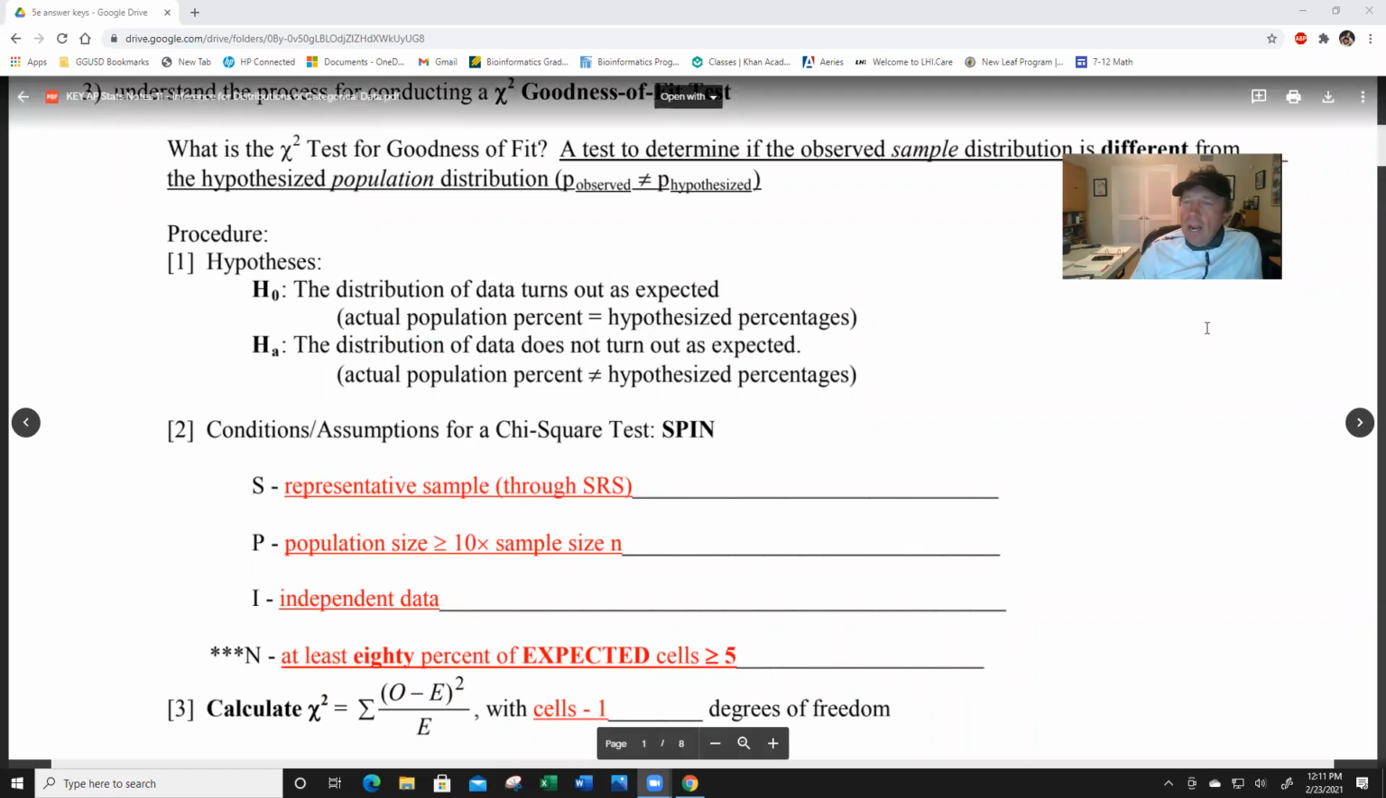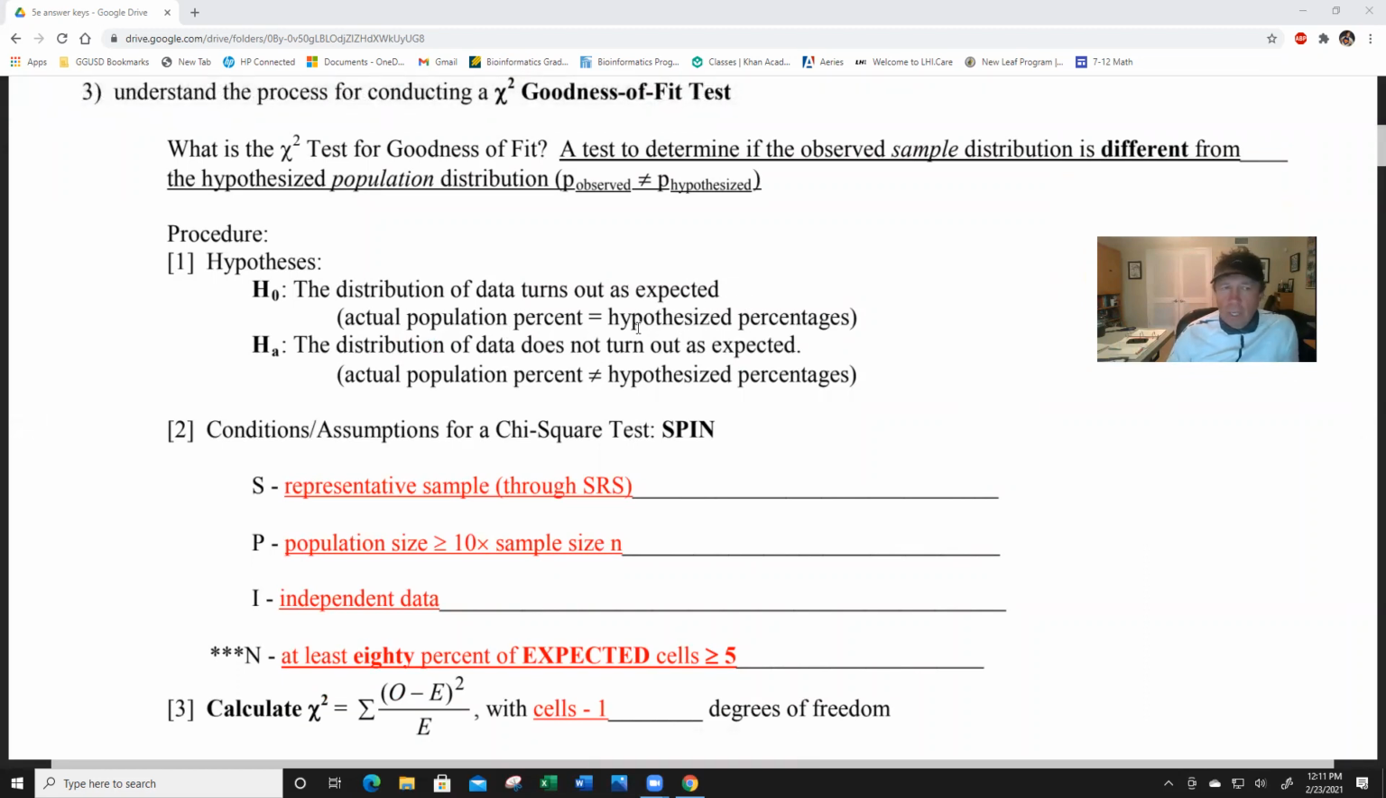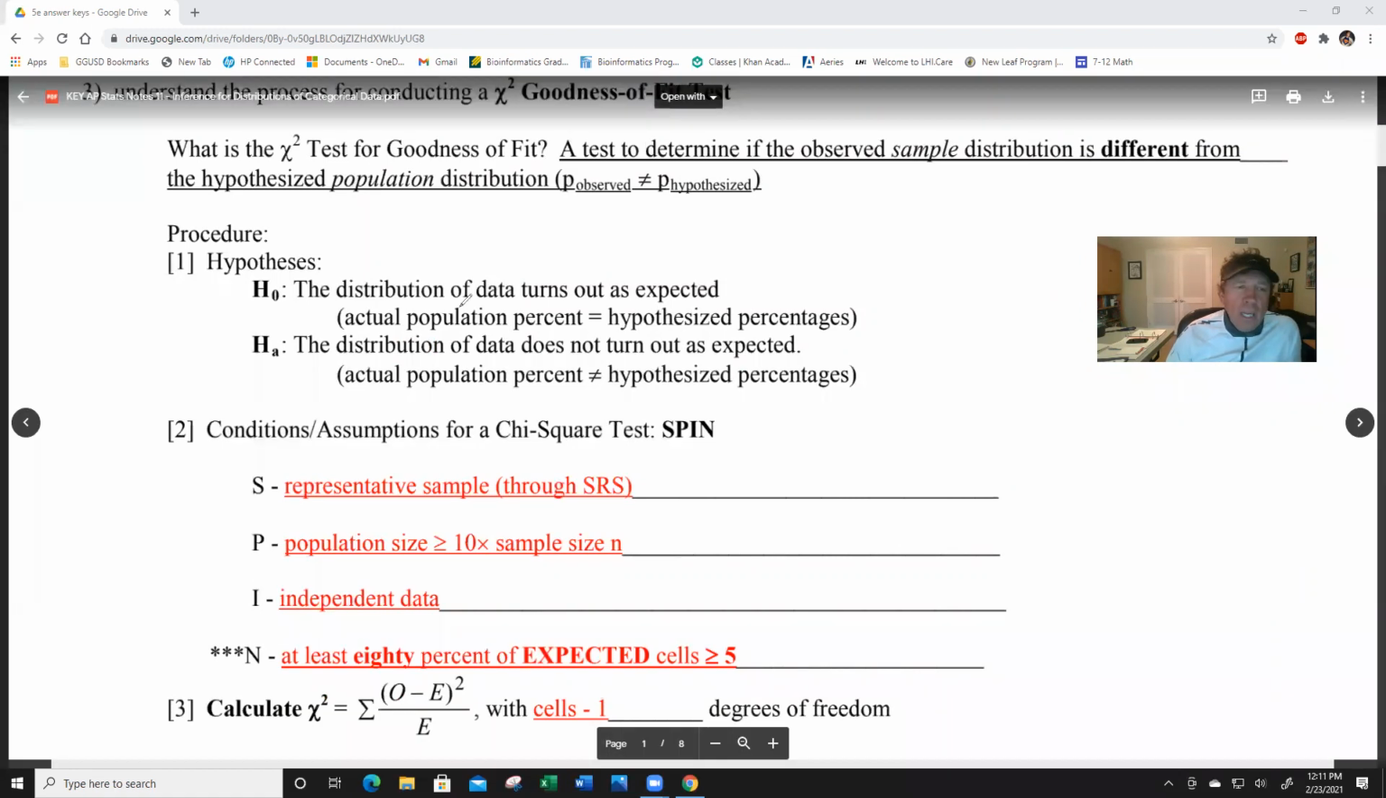Okay, now for HO and HA, you do not have symbols. It's not like mu or pi. We just have words, okay? And you can write it many ways, but HO is something that means the same or equal. So I put the distribution of data turns out as you would expect, okay? And then HA, the distribution is not how you expected. Now, even though it is a not equal to thing here, when you shade it, it'll always be shaded on the right side. So even though it's a not equal to thing and you think in a two-sided test, no, the chi-square is always on one side. It's always on the right side.